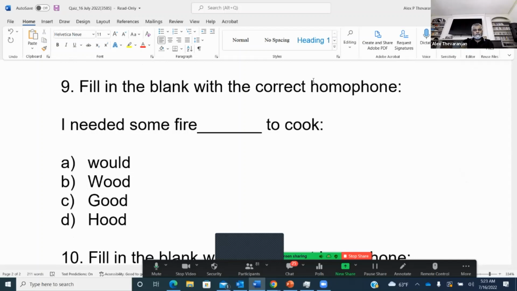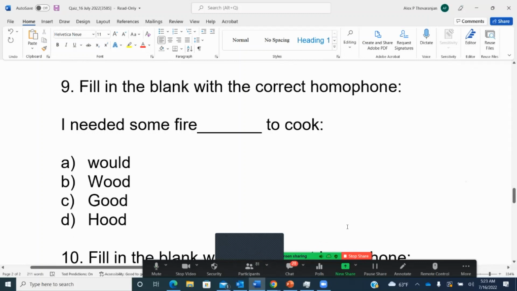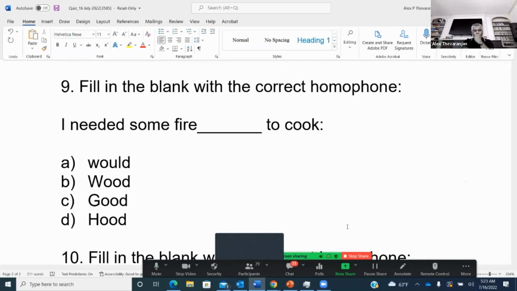Fill in the blank with the correct homophone. I needed some fire wood to cook. Is it A, B, C, D? LBC English Club. Tell us. Wood. Okay. B. Explain what a homophone is. What is a homophone? What is the meaning of homophone?